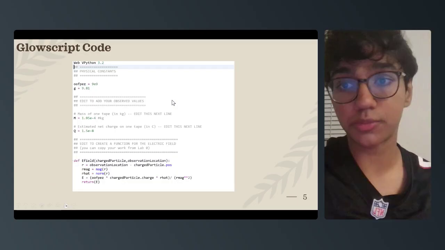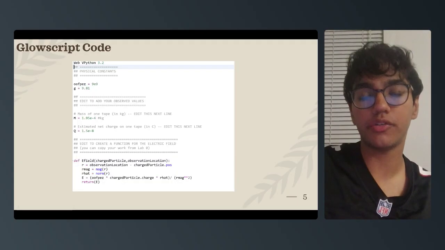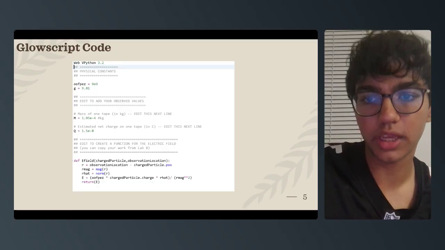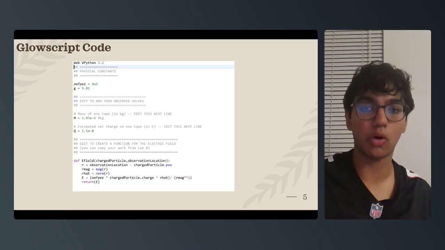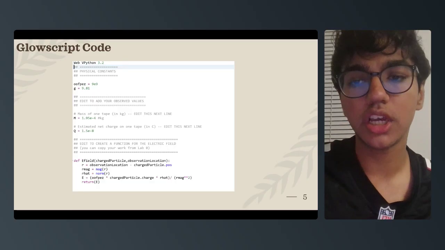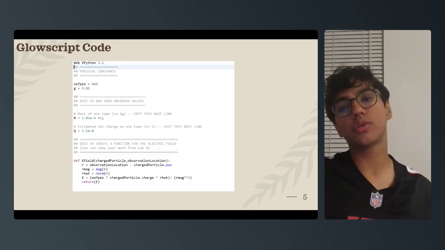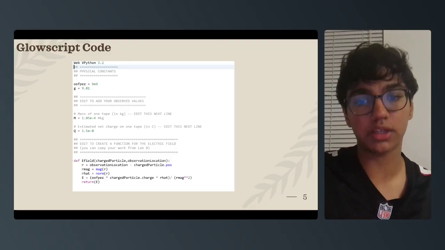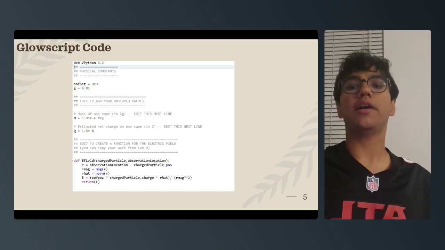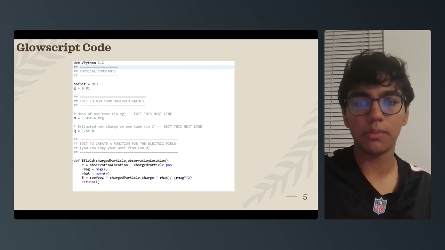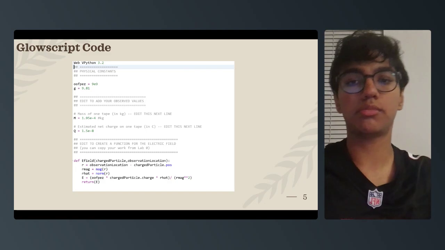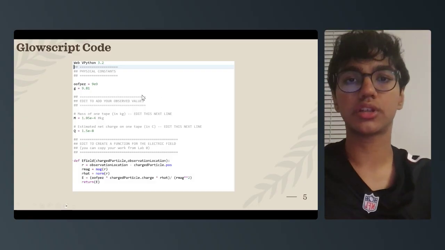The GlowScript code. This is just the beginning, where we define some physical constants. So we have m, the mass of the tape, which is the same as Lab 1. Q, which is the estimated net charge, and then we define a function for the E field. We pass as arguments the charged particle itself and its observation location, and we calculate E, the electric field at the observation location.